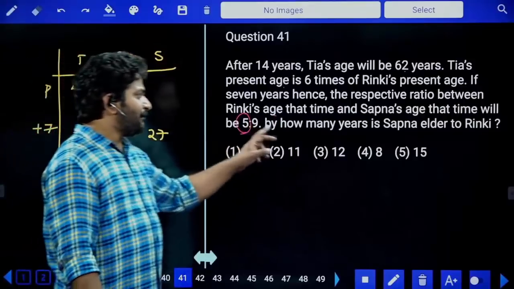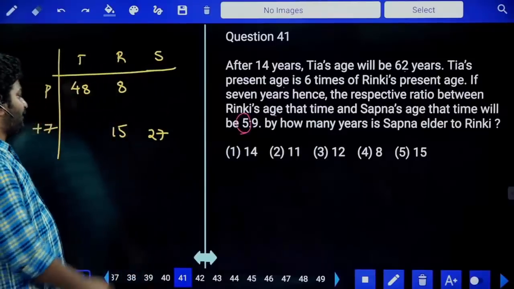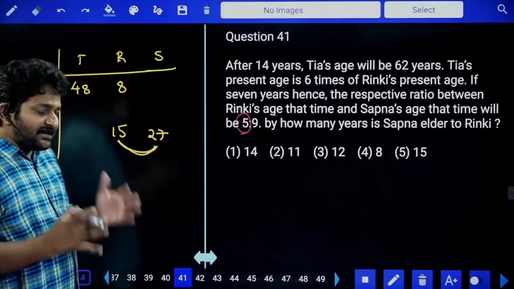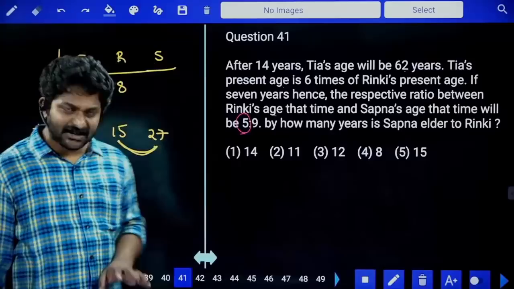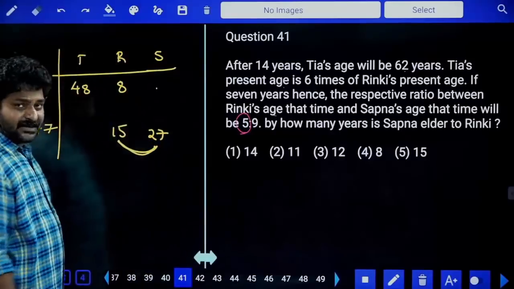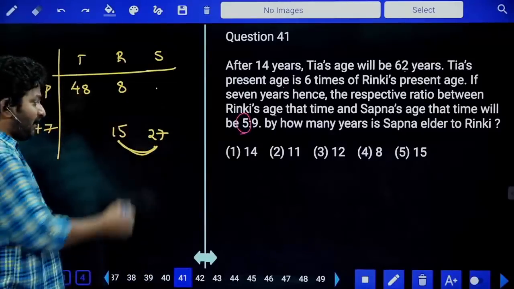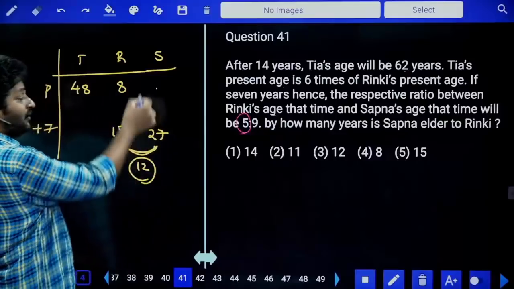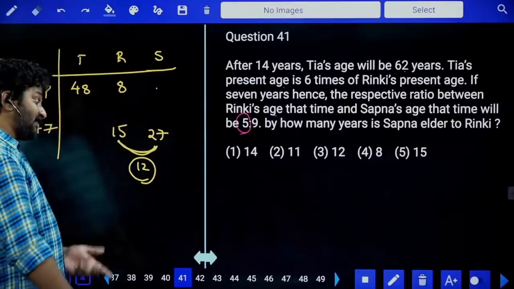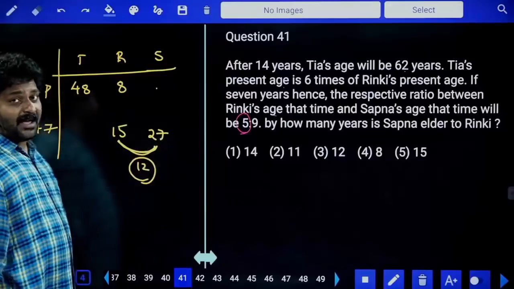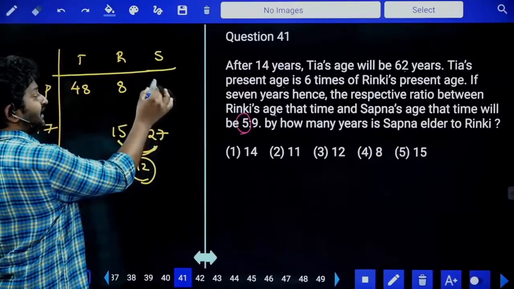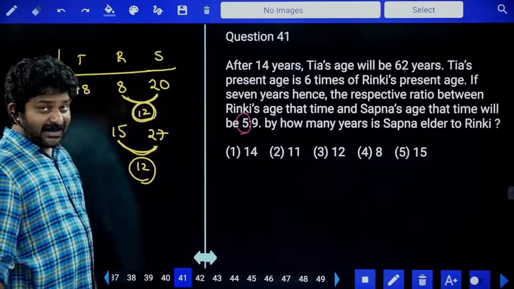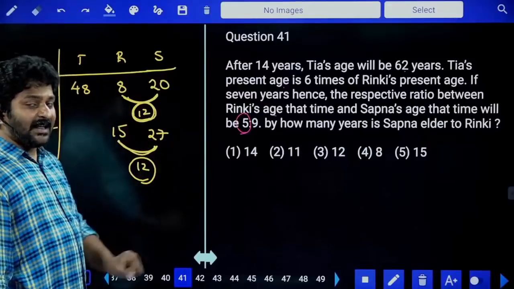Now your question is, by how many years is Sapna elder to Rinky? Elder or younger, it is the difference. The age difference between any two members in any year must be the same. So you don't have to calculate Sapna's present age; you can directly take the difference here, which is equal to 12, direct answer, which is the third option. Otherwise, if you want to find Sapna's present age and take the difference, you can still do it. After 7 years, Sapna's age becomes 27, so at present her age must be 20. Even when you take the difference, here also it will be 12, because the age difference between any two members in any year must be the same.